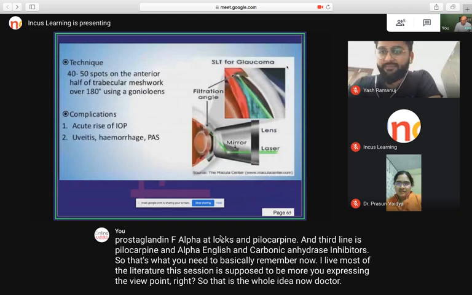What is your answer? Option C, paracentral scotoma. Very good. So it is a paracentral scotoma.